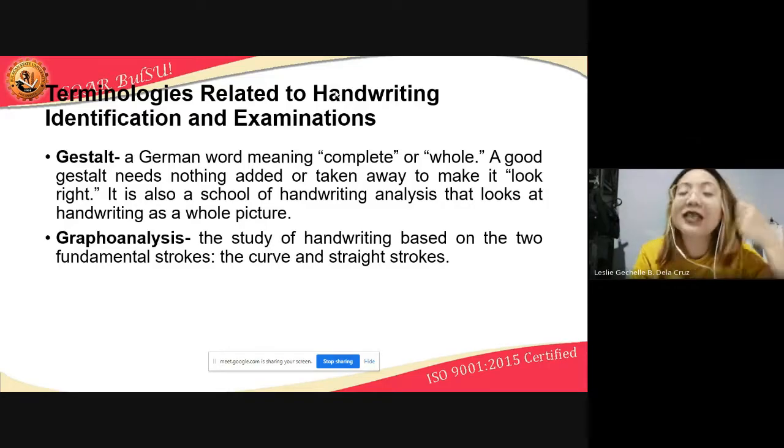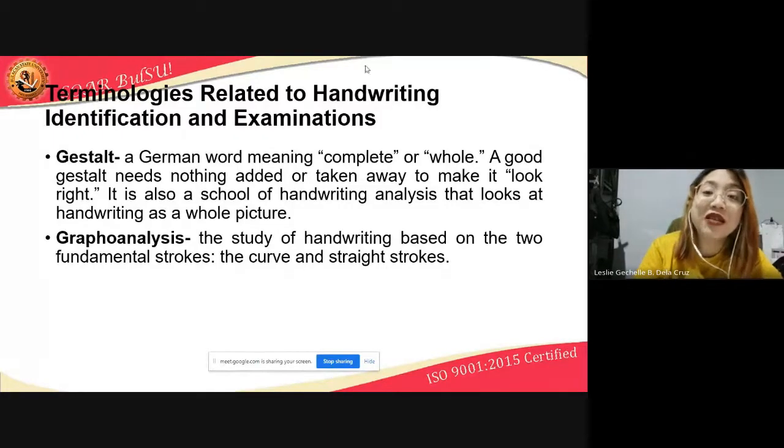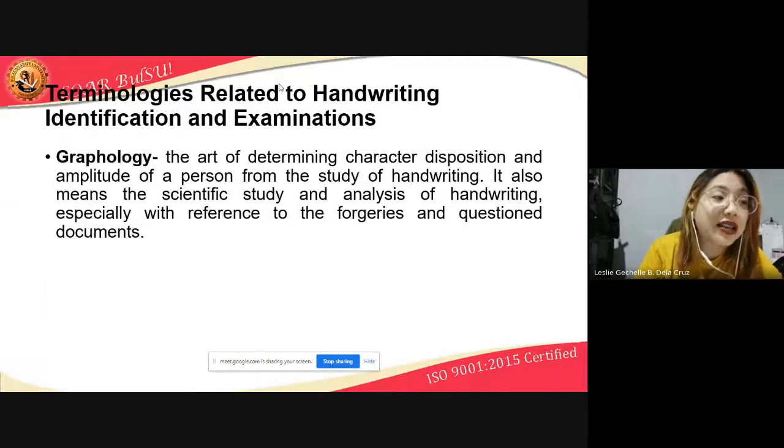Okay? Next is graphoanalysis. The study of handwriting based on the two fundamental strokes, the curve and straight strokes. Okay? Titignan mo lang yung mga curved strokes at saka straight strokes and that you will be conducting graphoanalysis.